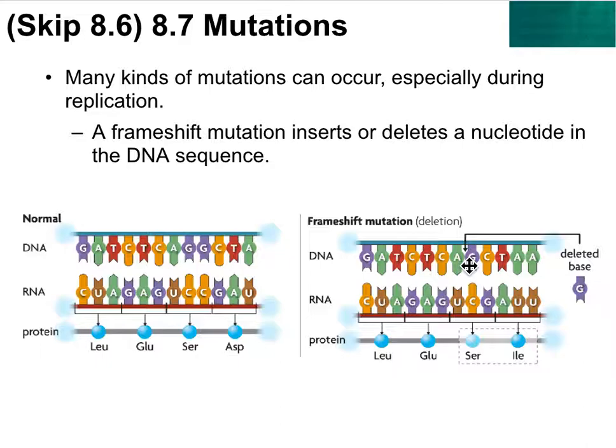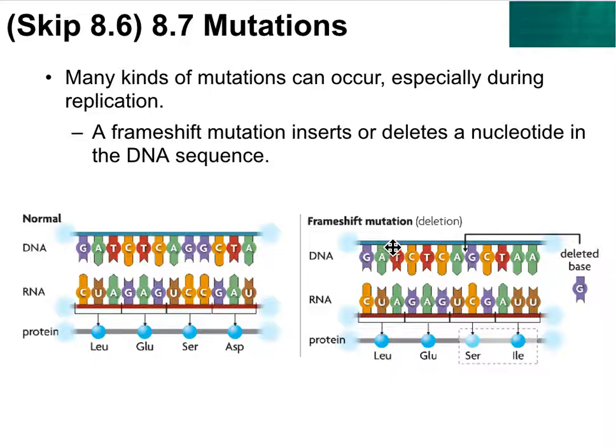So our reading frame, as it were, is going to change. If I'm reading three at a time, GAT, CTC, now I'm going to read AGC instead of AGG. So my reading frame has shifted. In other words, I have a whole new set of codons.